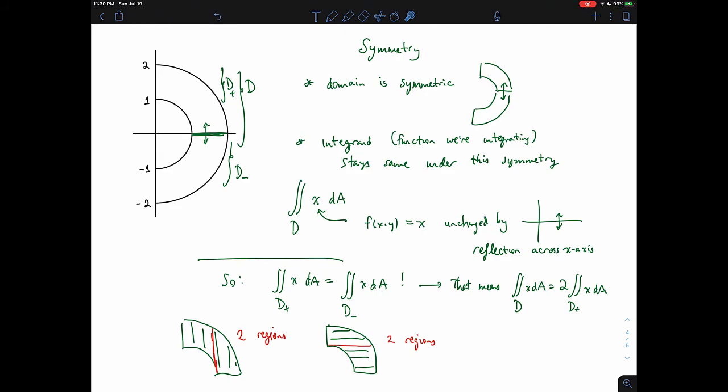So that's how we could use symmetry to make this easier. And it's always a good idea to keep your eye open and see if you can spot symmetry and take advantage of it when it pops up.